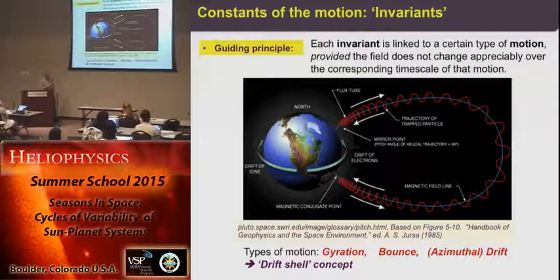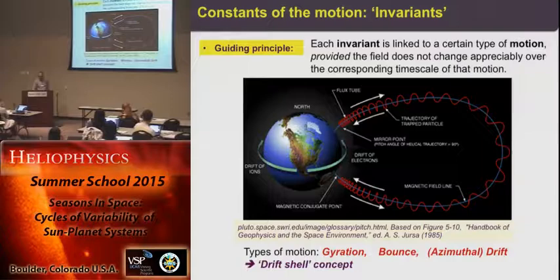And it's valid to think of those quantities as being true invariants or true constants of the motion, provided that any changes of the field being experienced by the system are not occurring on timescales appreciably shorter than the timescale of the corresponding motion. If that does happen, you violate the principle of adiabaticity for that particular invariant. And of course, the combination of these three types of motion gives rise to this famous concept of drift shells of particles being attached to particular groups of field lines that intersect the magnetic equator at a common distance.